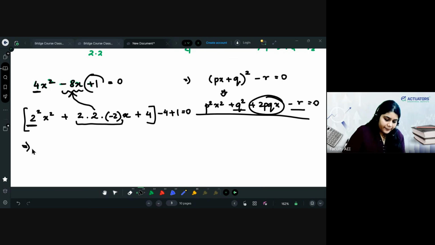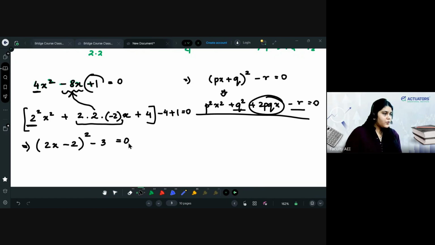So here now we know p square x square plus 2pqx plus q square is done. How do we write it as px plus q whole square? It will be 2x. What is q? q is not 2, it is -2. So -2 whole square. And what is left here? -4 and +1 is -3 is equal to 0.